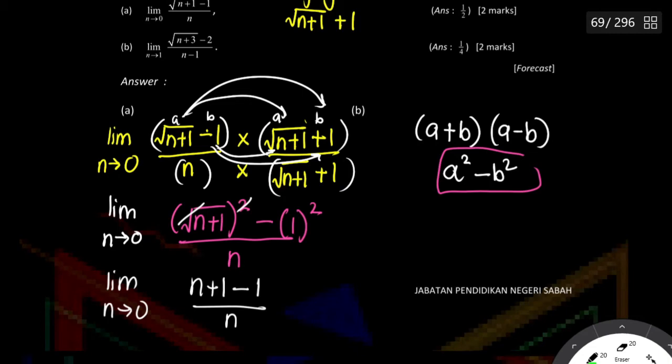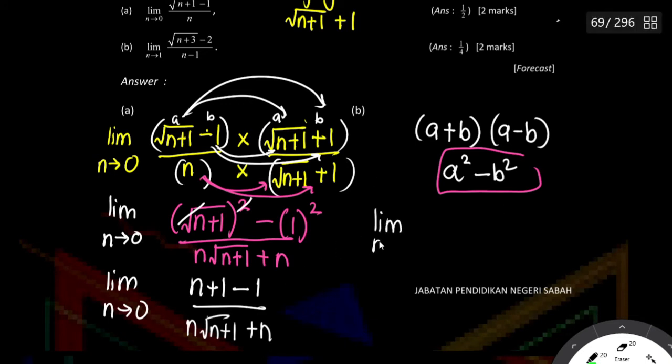Is it? Oh, sorry. This one I forgot to times. This one also must times, the below one. This times this and this times this. So the below one is n square root n plus 1 plus n. Now we can substitute in. The up one, 1 minus 1 gone already. So the final part, we are left with n over n square root n plus 1 plus n.